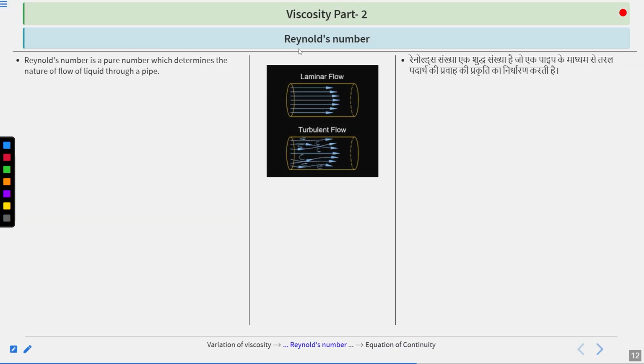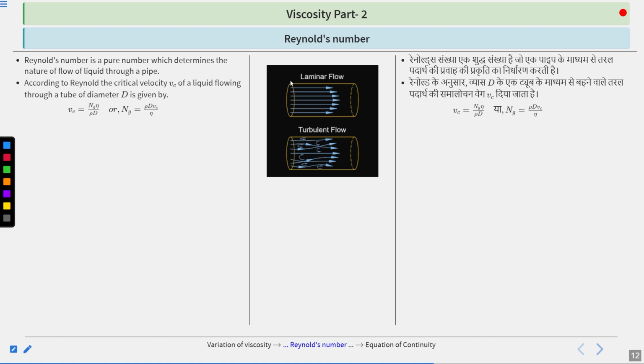Now let's have a discussion over the Reynolds number. What do we mean by this Reynolds number? The Reynolds number is actually a pure number which determines the nature of flow of liquid through a pipe. Like if you see a pipe, the flow you are seeing of liquid, what is the nature of that flow? That could be defined by the Reynolds number, because by seeing the flow you wouldn't be able to define whether it's a laminar flow or turbulent flow.